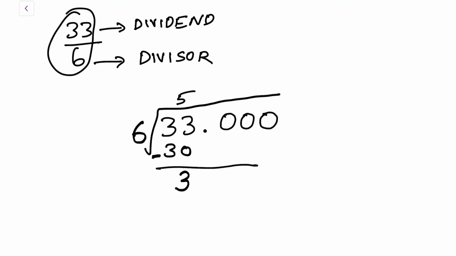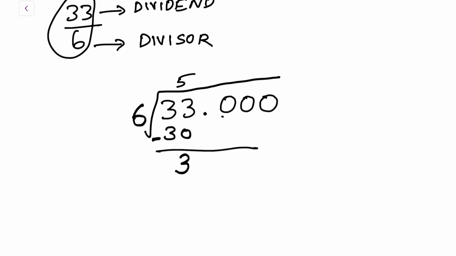Now listen to the third step. Third step is before you bring down the digit in the 10th place. All right, now we are coming into the decimal places. So the 10th place, before you bring the 0 down, you need to put a decimal point in the quotient. So I'm going to put a decimal point here after 5, and then you can bring this 0 down as it is.